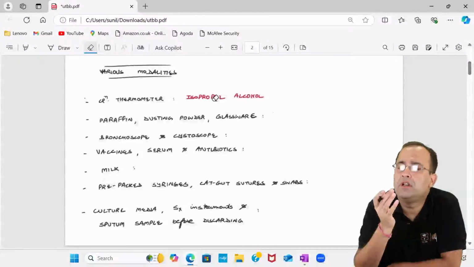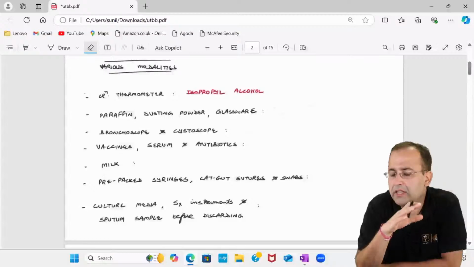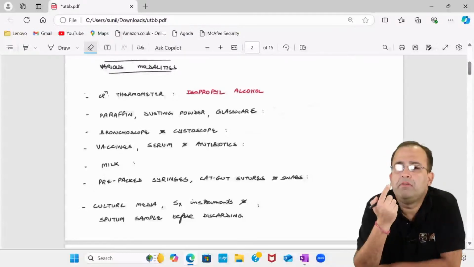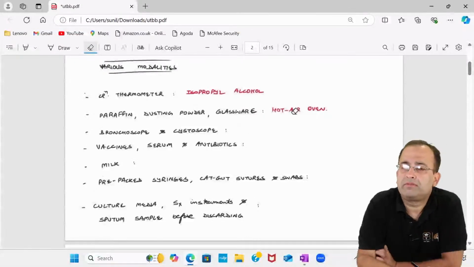Paraffin, dusting powder, glassware. A high yield table. Paraffin, dusting powder, glassware, which is by hot air oven.